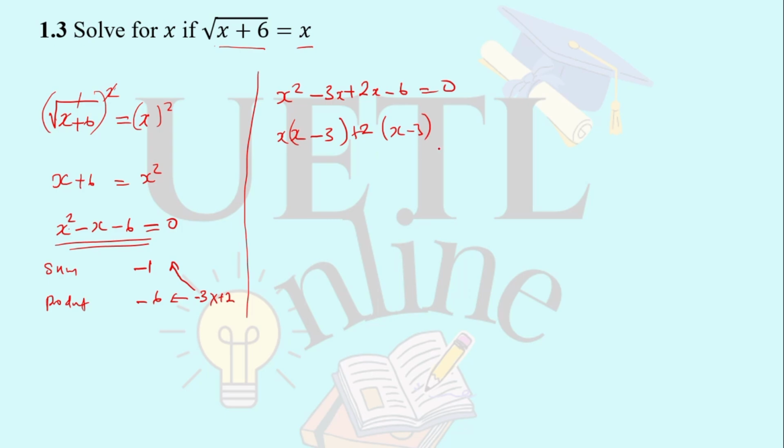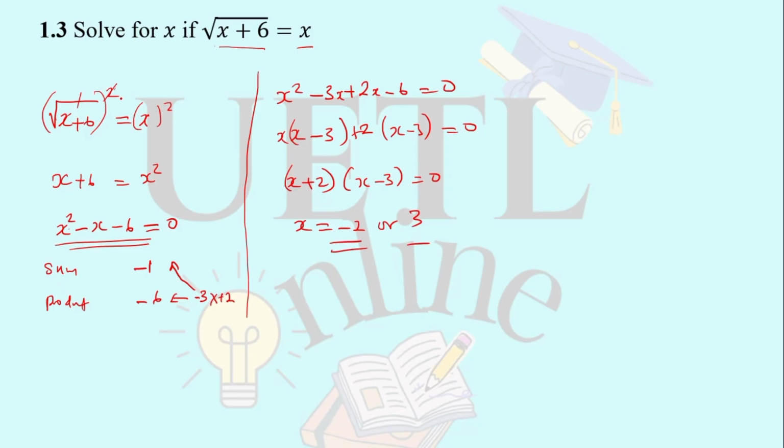So now for our answer, we're just going to group this. It becomes x plus 2, then here x minus 3 is equal to 0. This means that x is equal to minus 2 or x is equal to 3. So this becomes our answer.